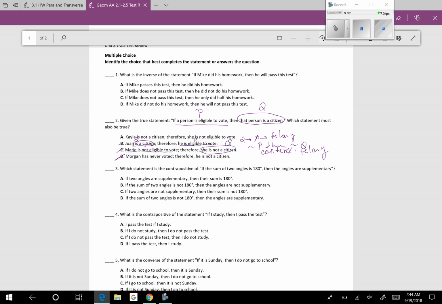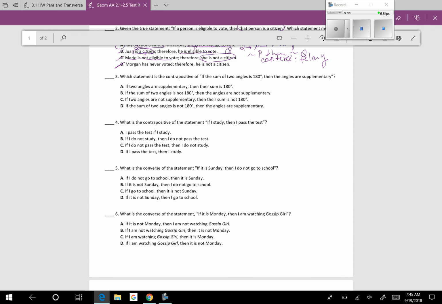A. Kayla is not a citizen, so that's not Q. Therefore, she is not eligible to vote. That's not P. Now here's the thing. This is the contrapositive, not Q, then not P. If your original statement is true, then your contrapositive would also be true. So A is our answer.